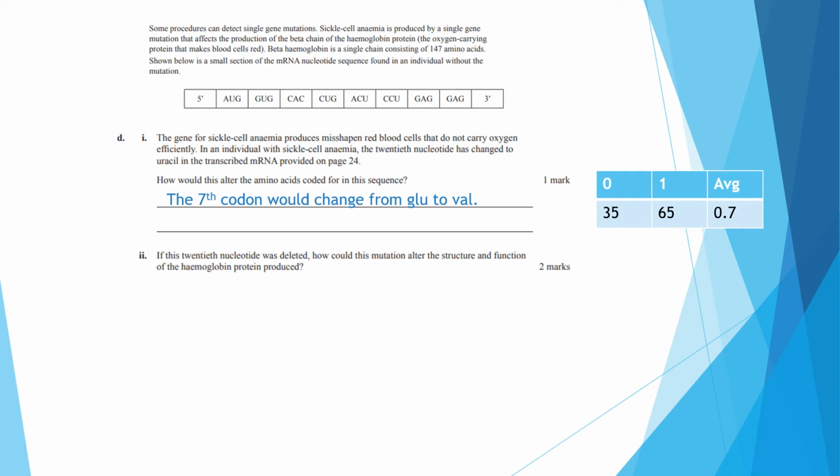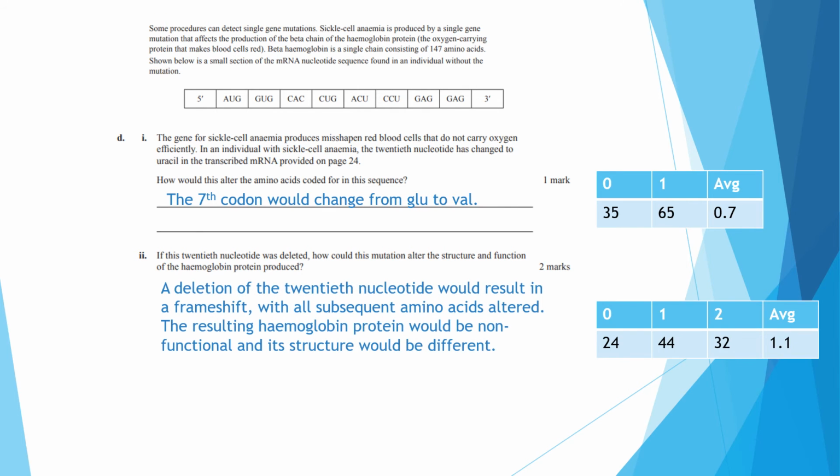Part D2 asks that if the 20th nucleotide was deleted, how would this mutation alter the structure and function of the hemoglobin protein produced? This, as you know, will result in a frame shift. So all amino acids from this point onwards would be different. Relating this back to the question stem regarding sickle cell anemia, this means that the resulting hemoglobin protein would be non-functional and its structure would be different.